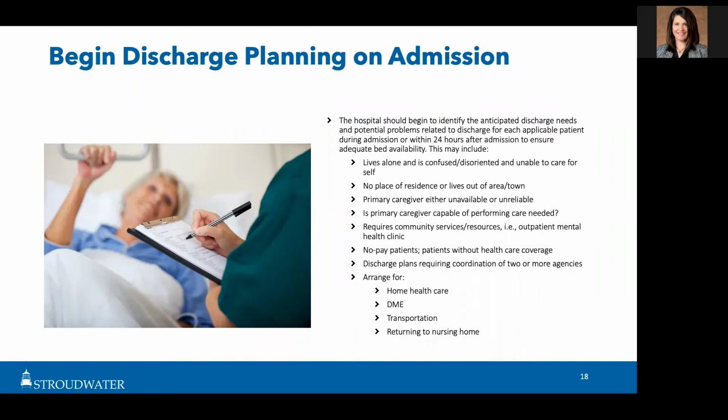So, understanding what their discharge needs may be, we want to look at what their home life is. Do they have a primary caregiver available? What are some of the community resources that they may have? What type of health coverage do they have? And then, are we going to have to look at arranging DME or transportation? Those are the things that we can start to do on admission in anticipation of their discharge.